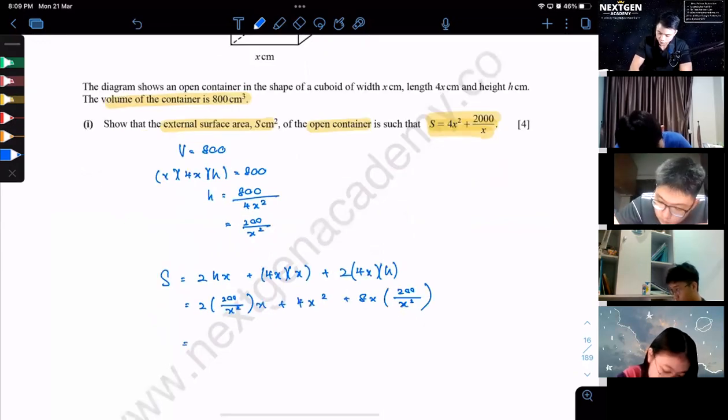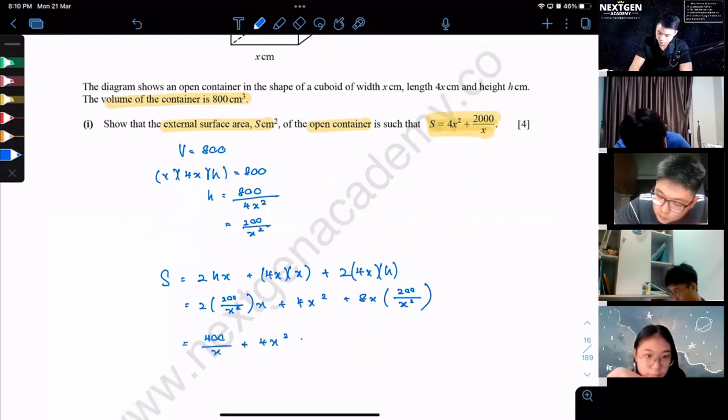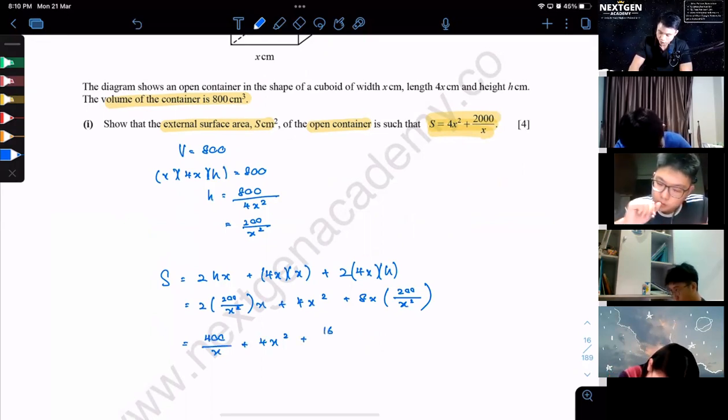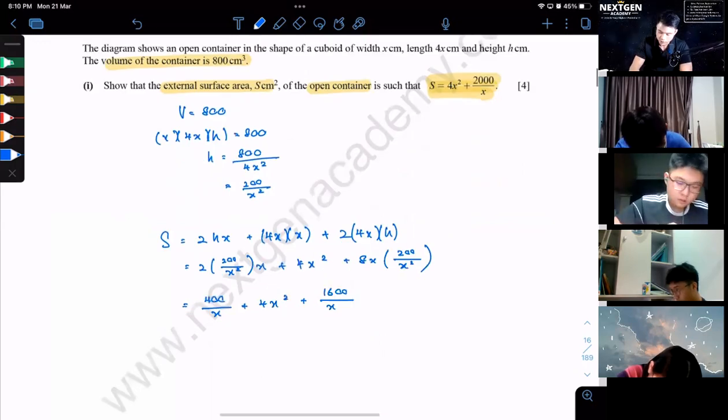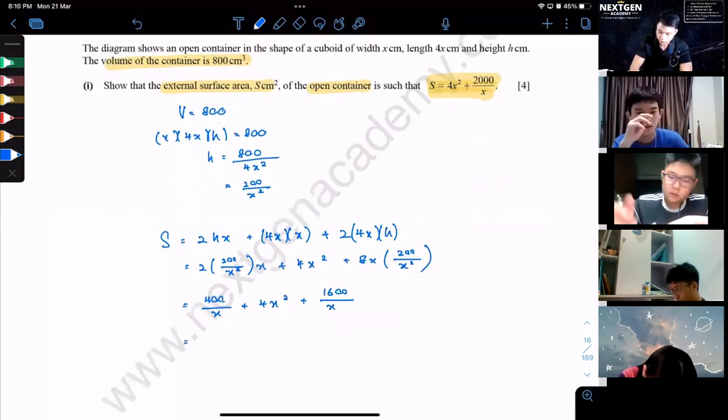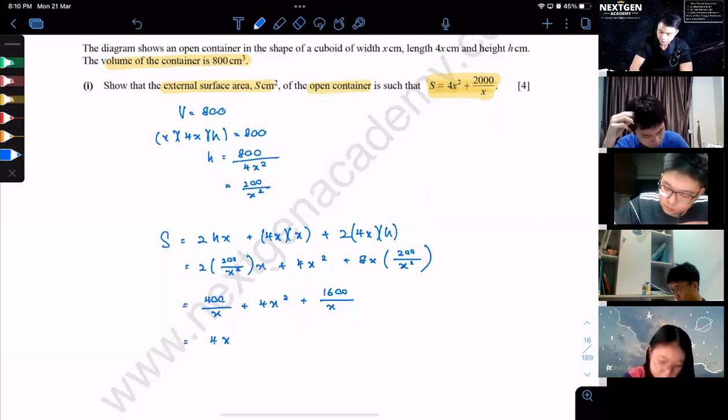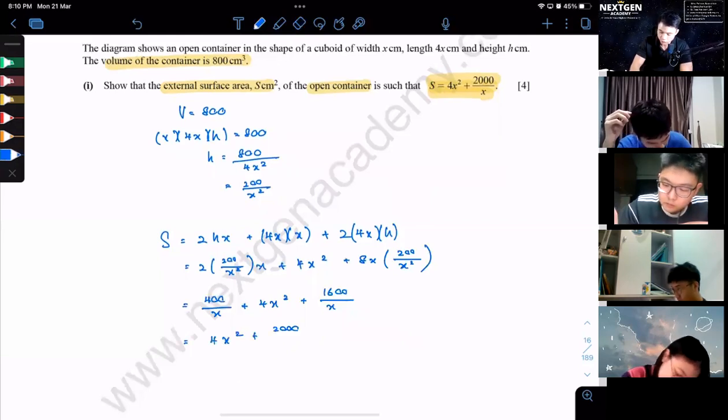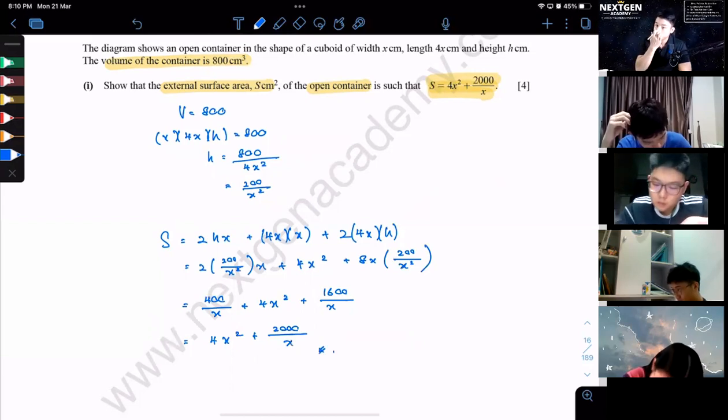Okay, what we get here? 400 over x plus 4x squared plus 1600 over x. Okay, 1600 plus 400, you get 2000 over x. But they want it in 4x squared, right? 4x squared plus 2000 over x.